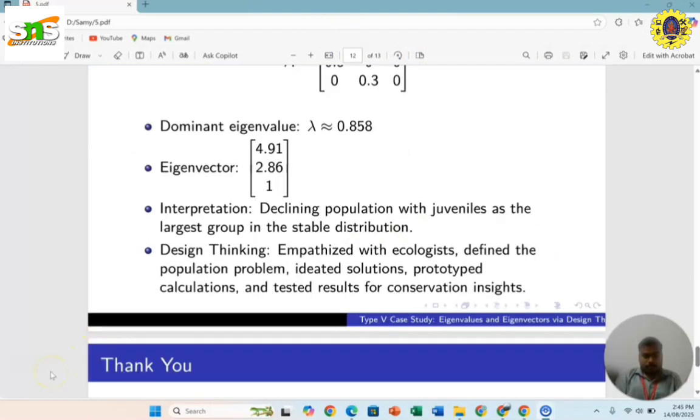So in total, by the design thinking approach, we have empathized with ecologists and defined the population problem, ideated the solution, then prototyped the calculation and tested the result for conservation insights. Thank you.